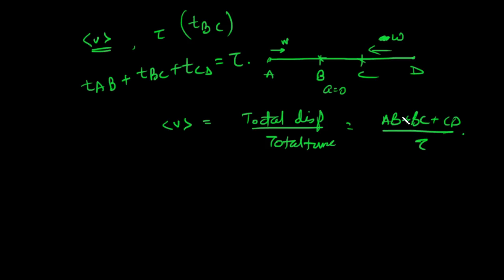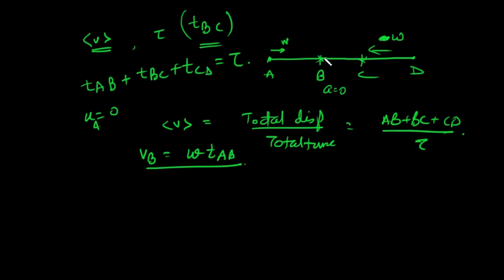Now, since it starts from acceleration, the initial velocity at A is 0. What is the velocity at B? It is u plus at, where u is 0. This means w times the time taken from A to B. Now we have to calculate the time taken from B to C.